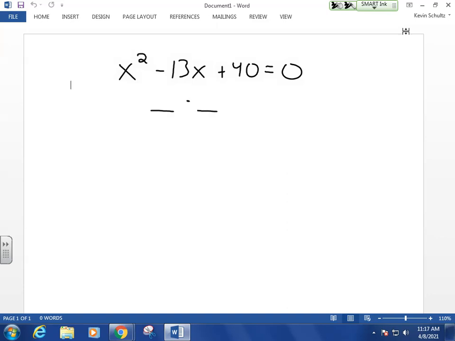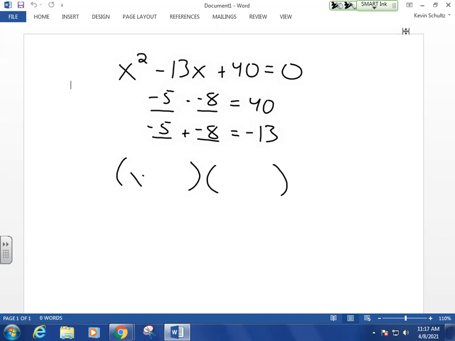To get you started, find two numbers that multiply to equal 40. Those same two numbers add to be negative 13. What are the magic numbers you came up with? Julia? Negative 5 times negative 8, negative 40. Negative 5 plus negative 8, negative 13. So our parentheses both start with an x. One gets a negative 5, one gets a negative 8, and that equals 0. That's the factoring piece. You can do that. You're fine for the test.